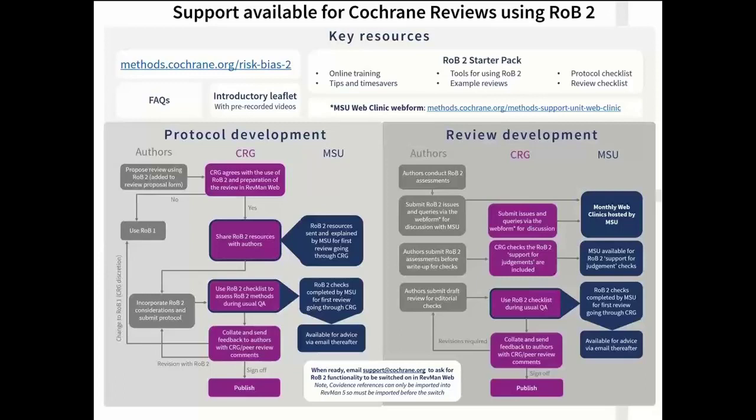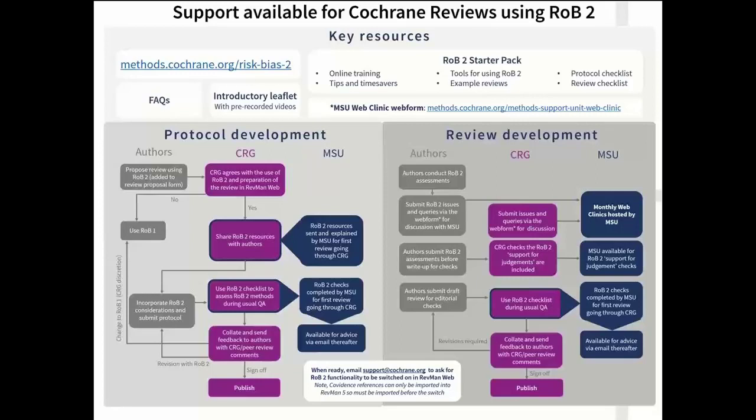So risk of bias 2 is recommended as the preferred tool for assessing bias in randomized controlled trials, but the original tool can still be used. The decision for a specific rule on whether or not to use risk of bias 2 will be made between the authors and the CRG staff, and that will need to be done before the protocol has been drafted, because as Kerry's mentioned, there are some key considerations that need to go into the protocol to make sure it's used correctly.